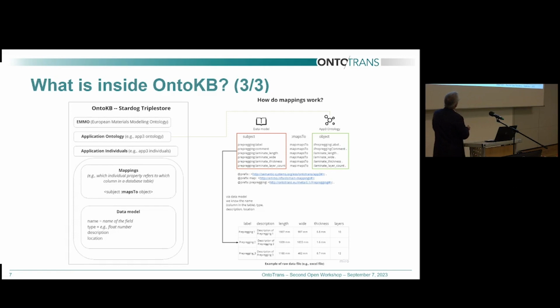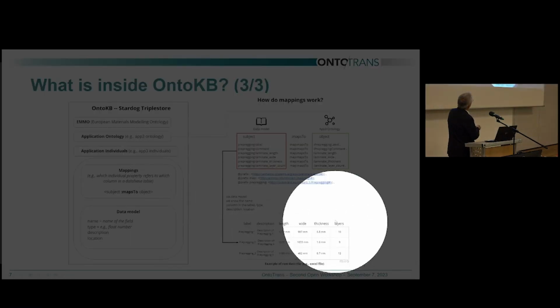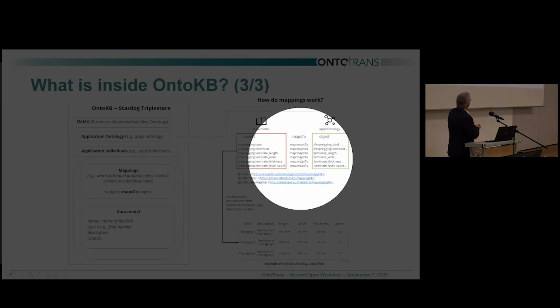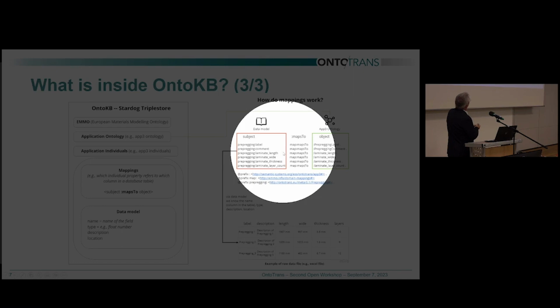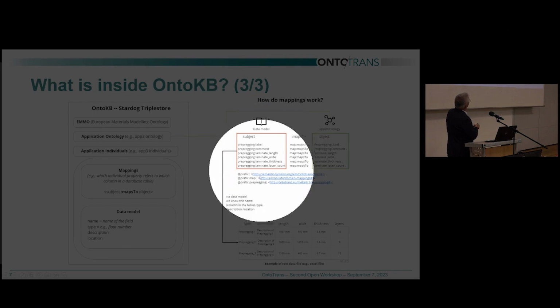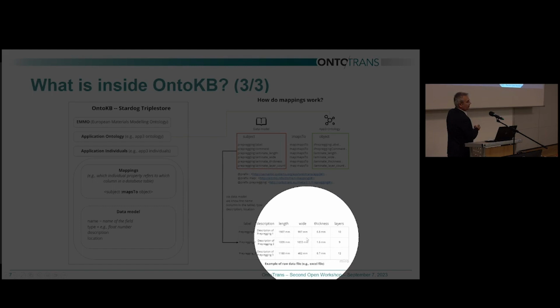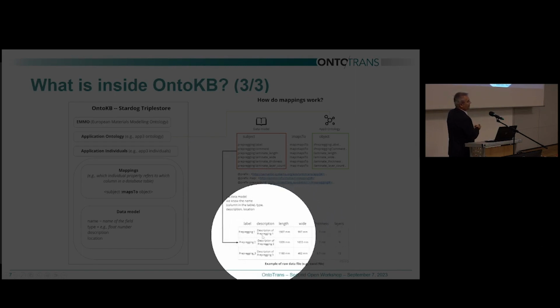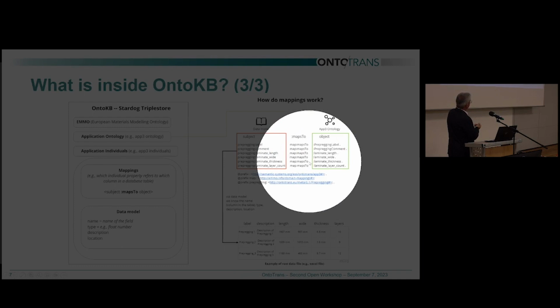This is the same example which was shown by Fajar in the previous presentation. Here on the right, you have the application ontology for our example. Then we have these maps-to relations, and we map that into, in this example, one specific data model, which could be an Excel file like this one. So what we do here is map these labels, which are the labels of the columns in the Excel file, into those concepts.